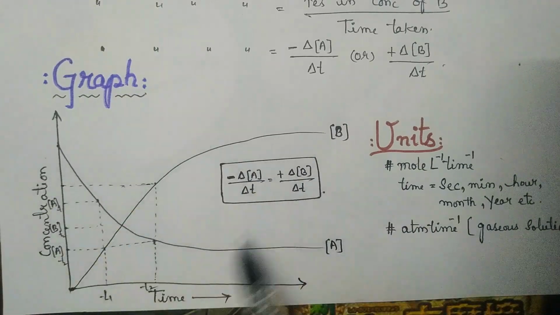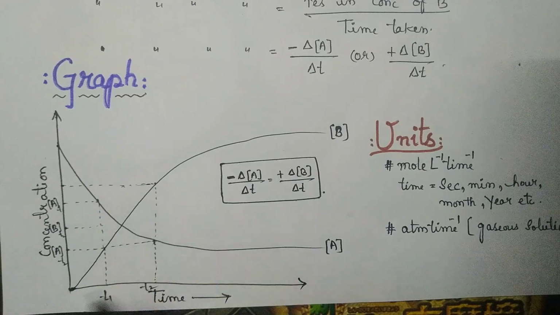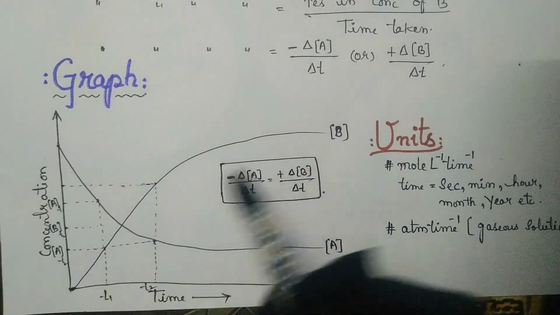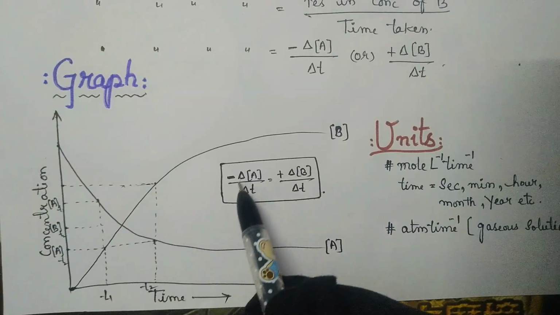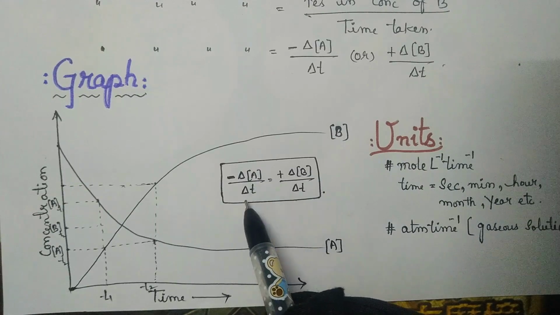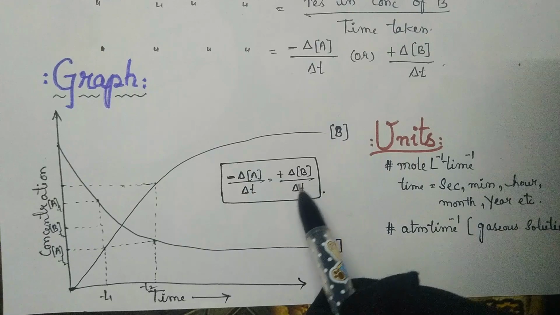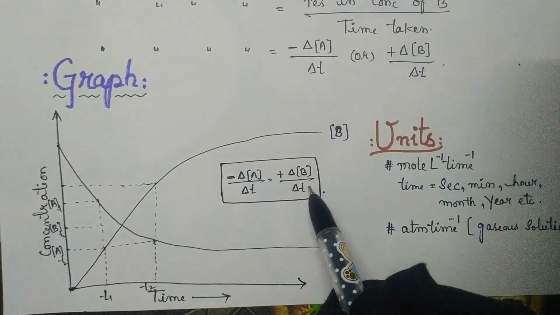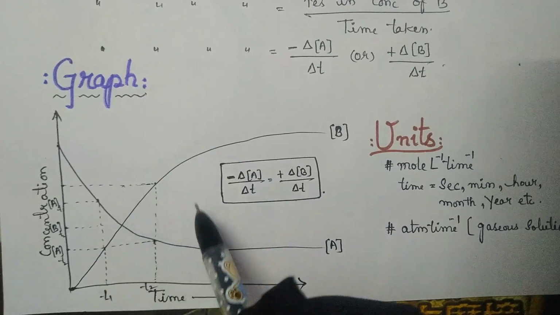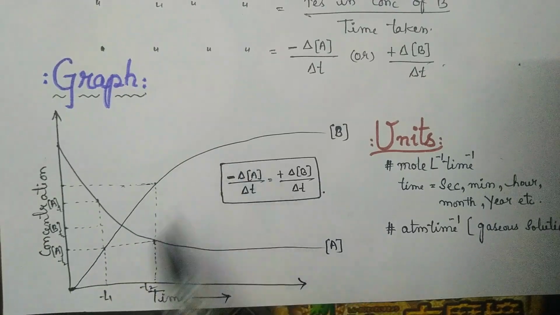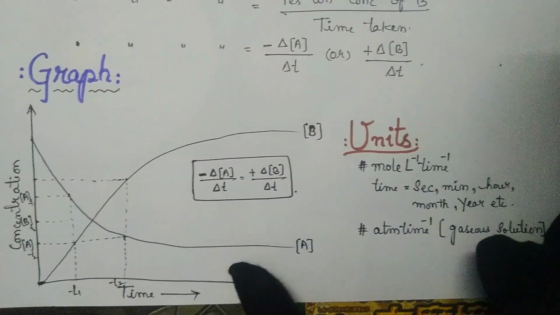So by this graph we can say that the decrease in concentration of A and increase in concentration of B both should be equal, right? So we can write minus delta of concentration of A by delta T is equal to plus delta of concentration of B by delta T, right? So with the help of this we'll write expression of rate. Okay, so before that let's see the units of rate, right?